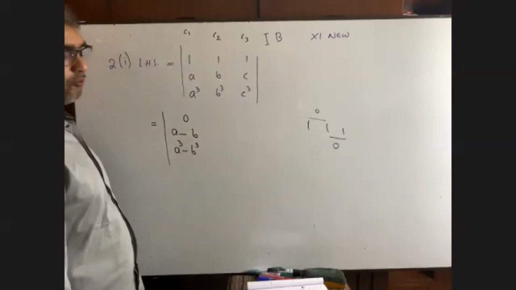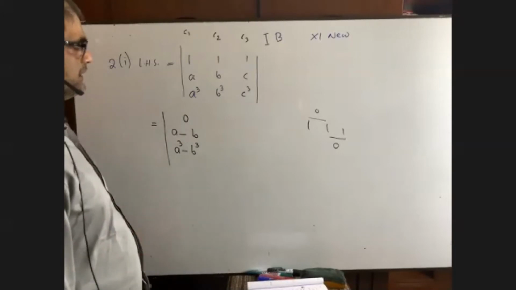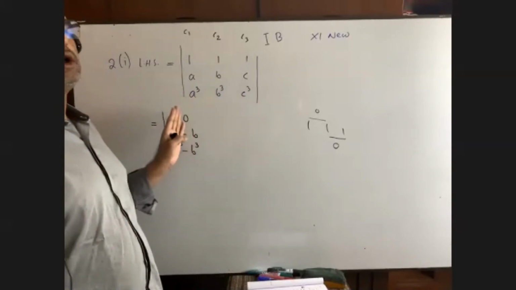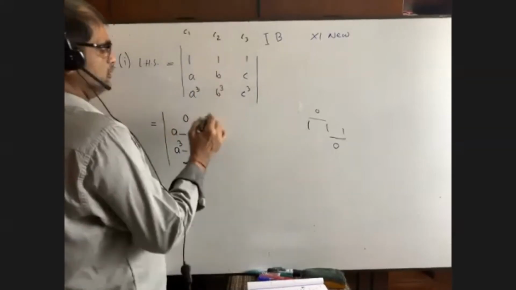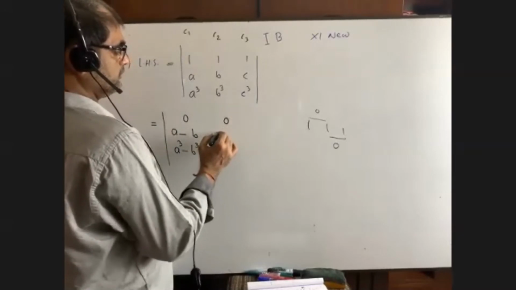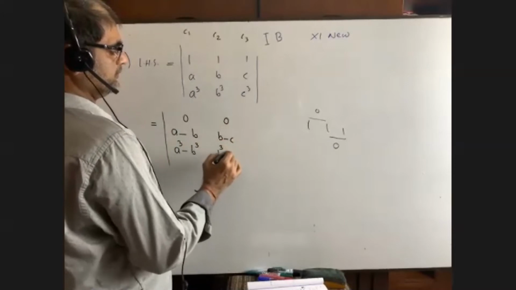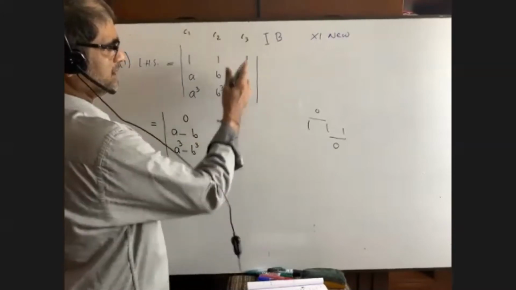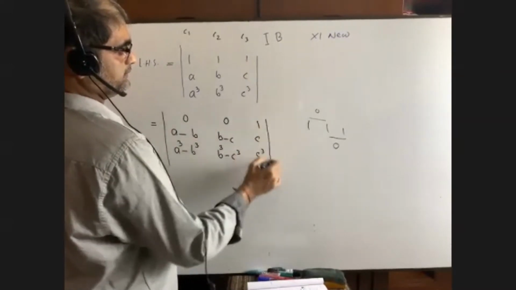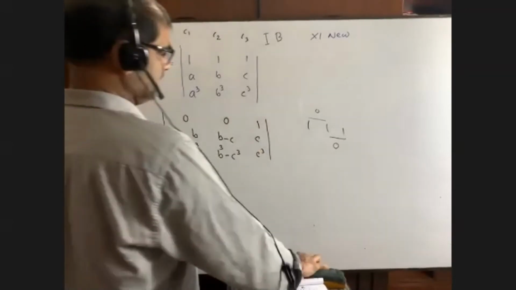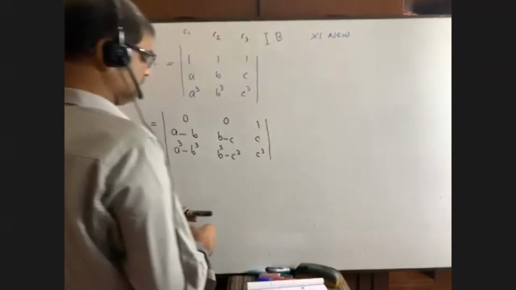Can you please talk to me? Yes, sir. What I have done here? I have subtracted column 2 from column 1, right? Okay. Now we again subtract 1 minus 1, 0. B minus C. Then B cube minus C cube. Then the third column will be kept as it is. You see here what you are getting. What operation have we done here?